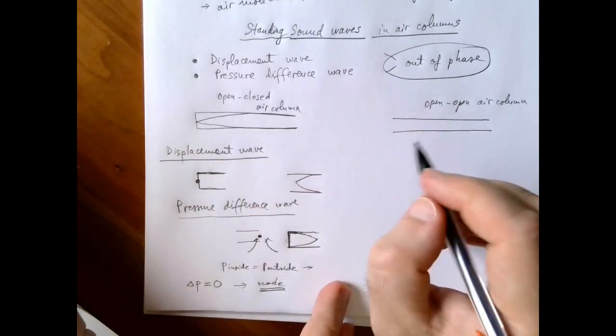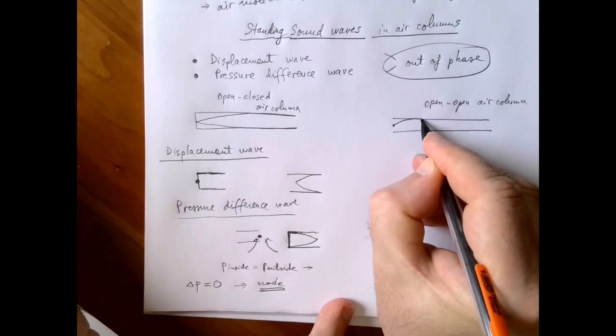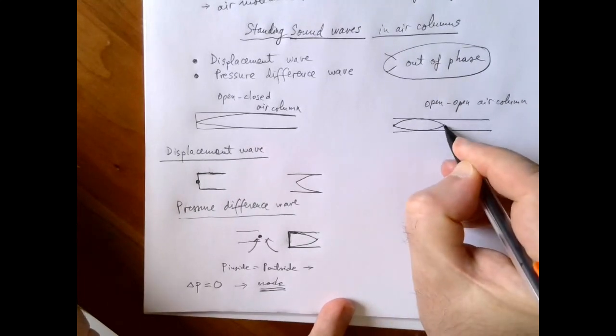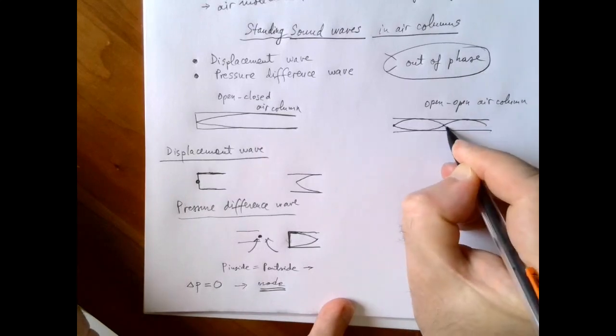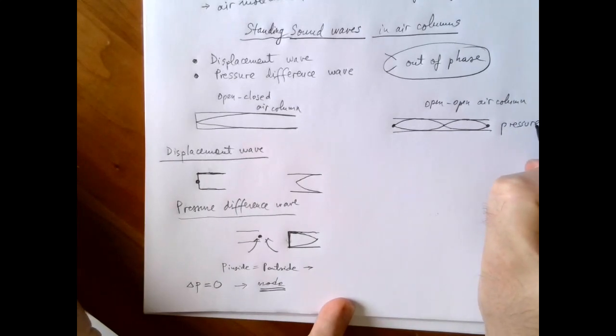So maybe we can put this together to see how it looks in an open air column. So if I go with a pressure view, I must have nodes here. Now I'm not sure how many loops I can squeeze in here. I guess I can squeeze in 2 into this picture. So this is the pressure view, pressure difference view.